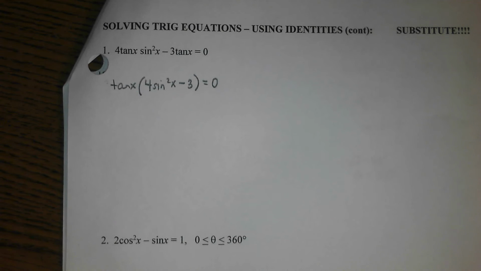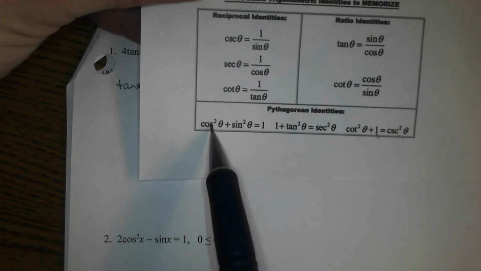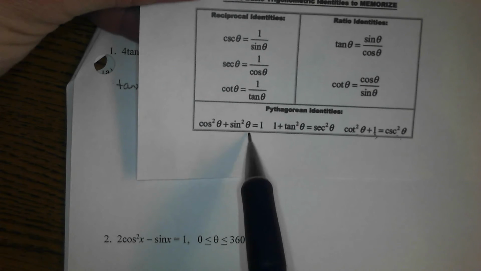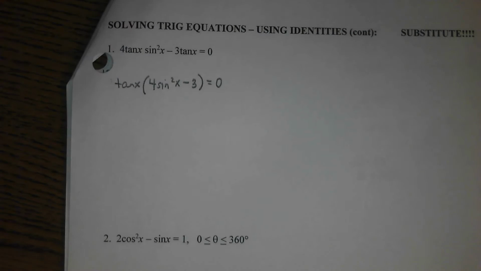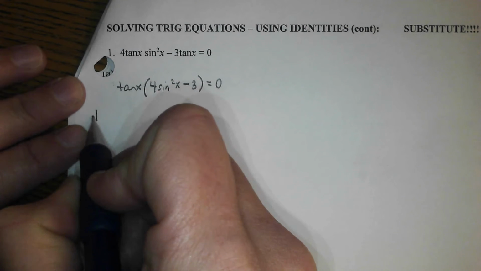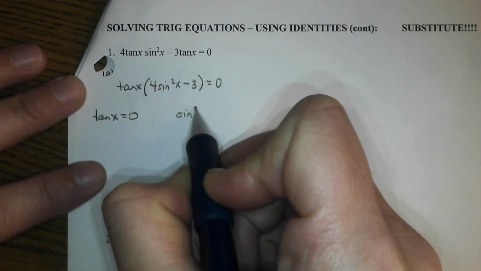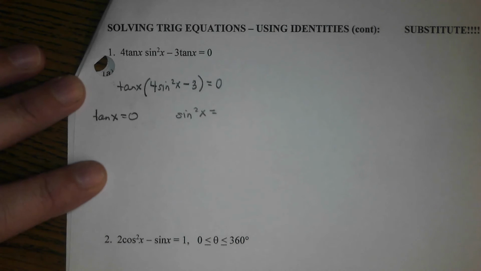I could take out a sine squared if I wanted to and replace it, but I would be replacing it with 1 minus cosine squared, so you'd be replacing it with something more complicated. So I don't think that that's a good idea. Let's just tee this up. So on the one hand, tangent of x could equal 0. On the other hand, sine squared of x would equal what? 3/4. Good.